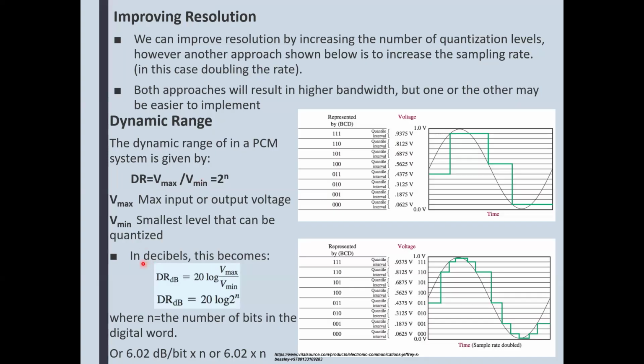And in decibels, here's the 20. Why do we use 20? Well, because we are dealing with voltages. So the dynamic range in decibels is 20 log of V max over V min.